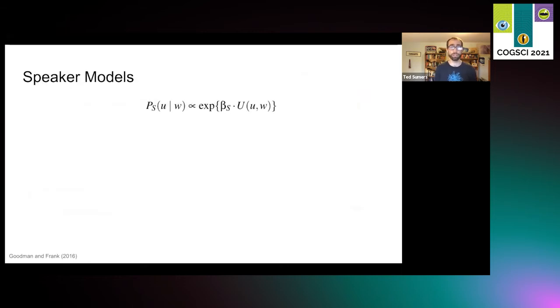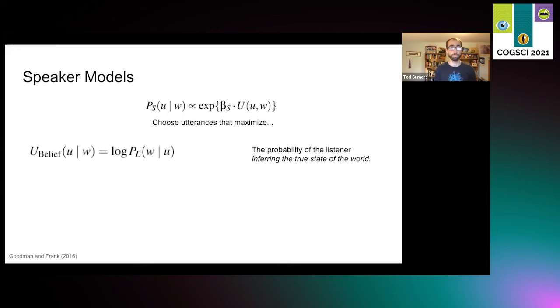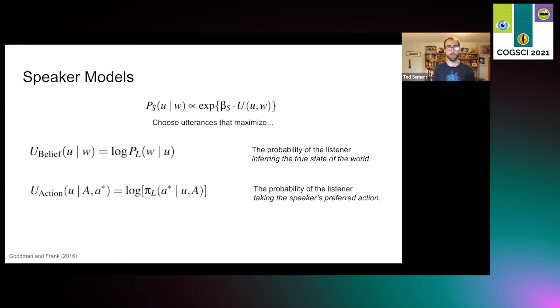So all of our speaker models follow the basic RSA framework, where a speaker chooses utterances to maximize some utility. Our first speaker, the belief speaker, chooses utterances that maximize the probability of the listener inferring the true state of the world. Our action-oriented speaker chooses utterances that maximize the probability of the listener choosing the single best action available in the context.